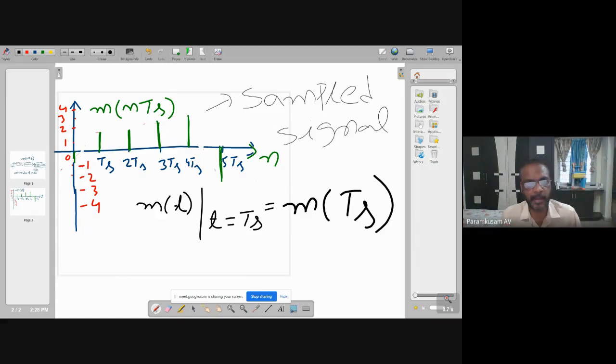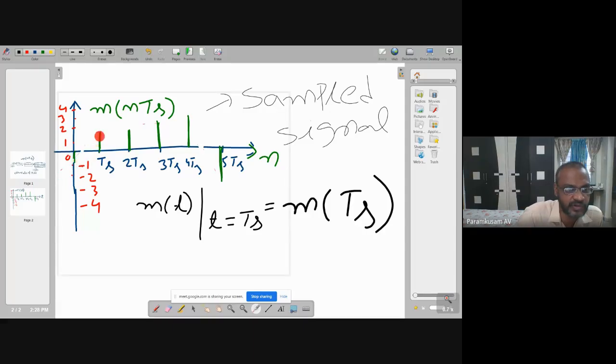So a sampling process will convert a continuous time signal into a discrete time signal. That discrete time signal is called a sampled signal. For example, the values of the sampled signal at n is equal to 0 is m of 0. Suppose this value is equal to minus 0.9.